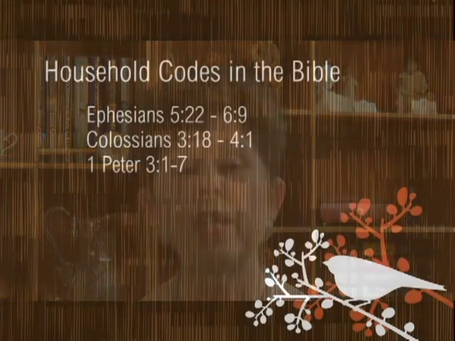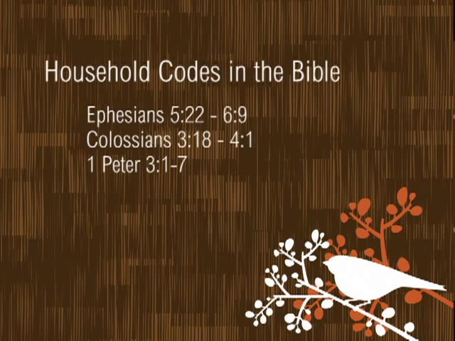And we also find codes in ancient literature. They were common in Greece and in Rome. The Bible contains 3 household codes. The one we're studying in our lesson today, Ephesians 5:22 through 6:9, Colossians 3:18 through 4:1, and 1 Peter 3:1 through 3:7, although that one focuses more on a marriage where one partner is not a believer.